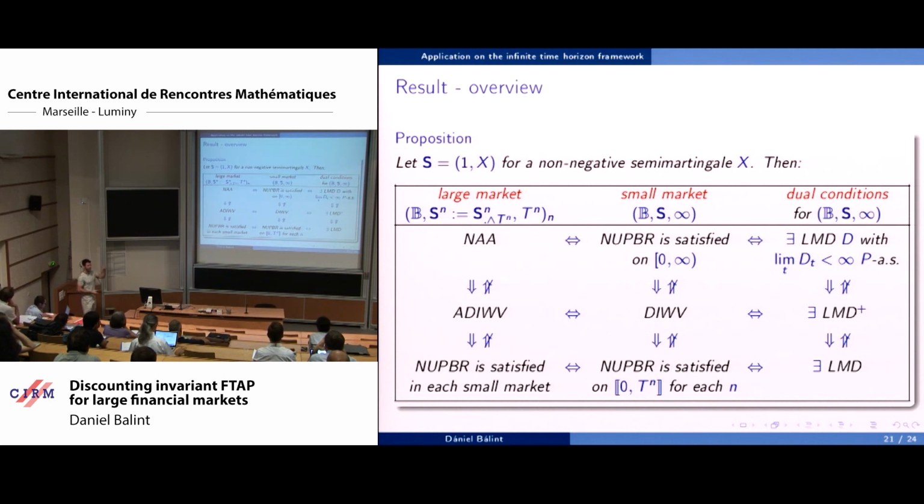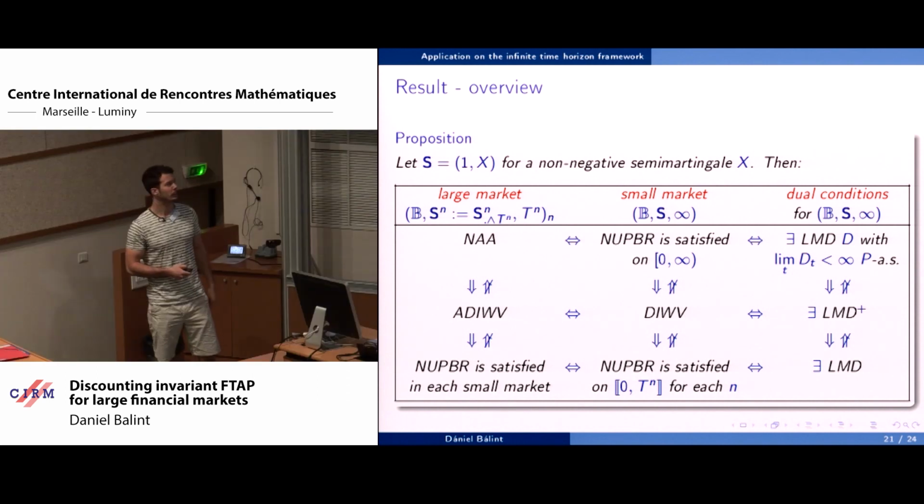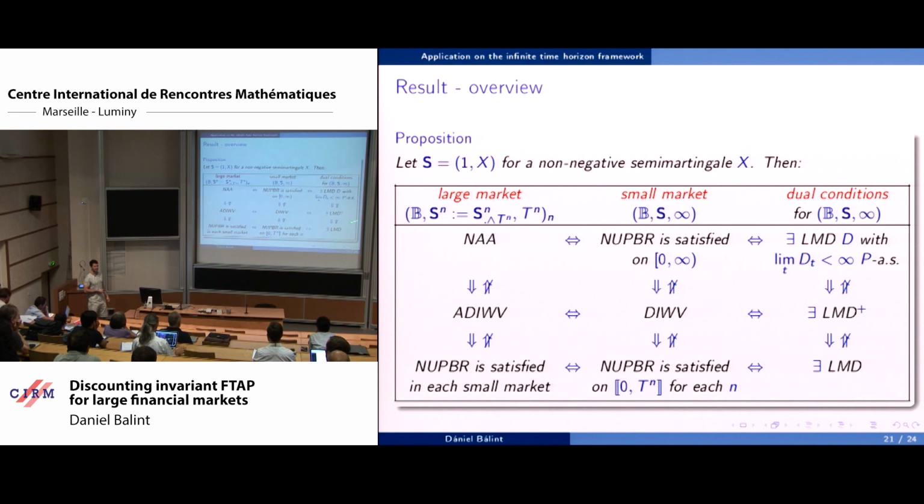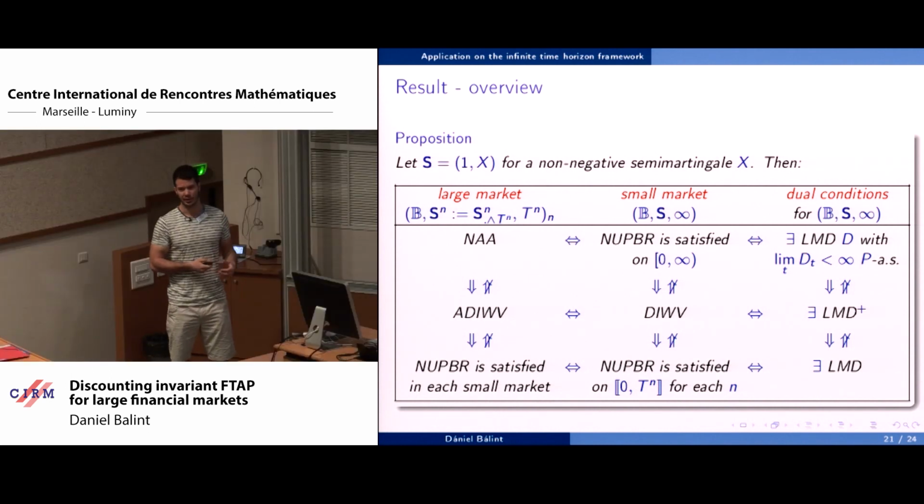So the down implications one can readily see by the dual conditions, after, of course, seeing the equivalences in the row, because this condition trivially implies LMD plus, which of course trivially implies the existence of LMD. And the upper implications won't be true. In fact, we found counterexamples for each of those. I mean, we only need, of course, two counterexamples. So the first row is strictly stronger than the second, strictly stronger than the third.